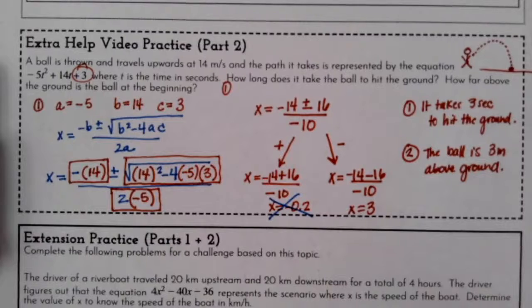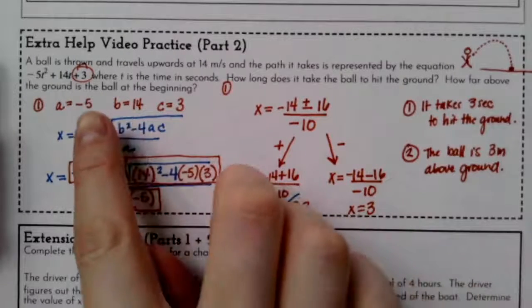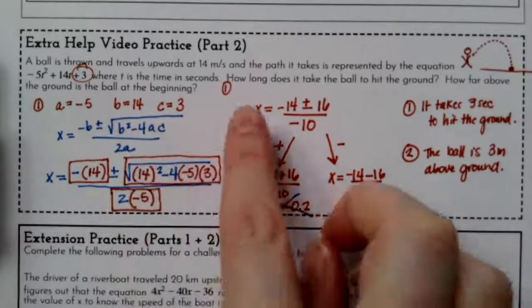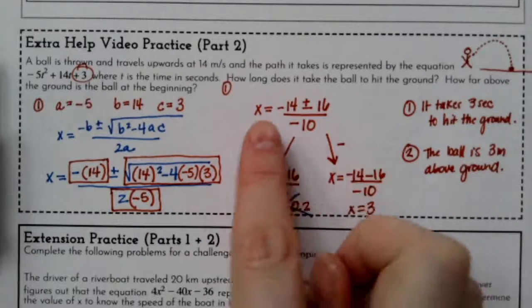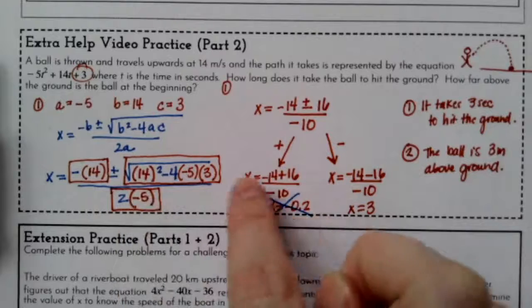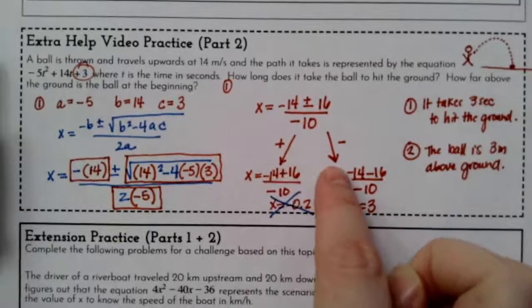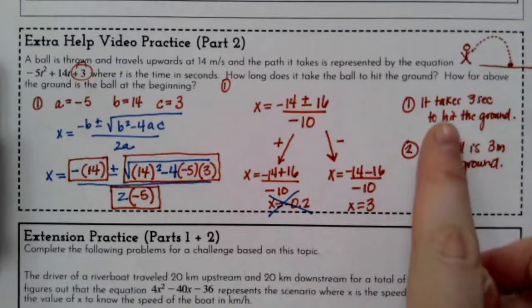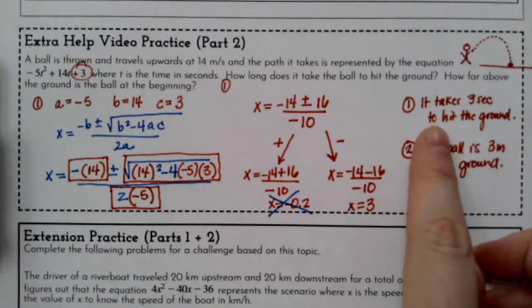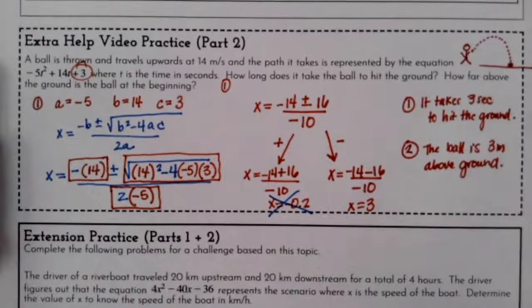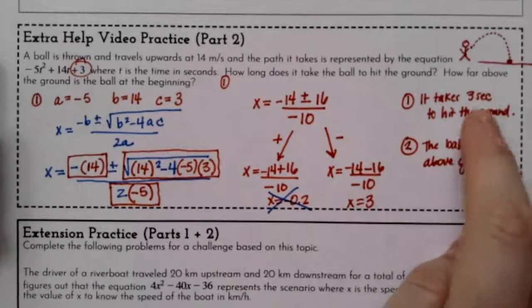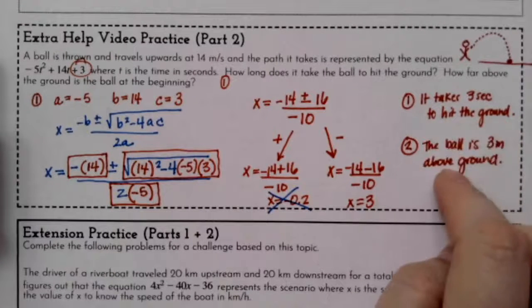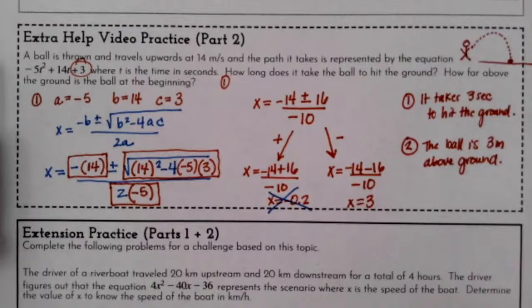So the big things are, make sure that you label a, b, and c correctly, because then this work will all be wrong if you don't. Second thing is, make sure you simplify each part on its own before breaking it apart. And third, make sure that you relate back to the context when you get your answers. Make sure your answers make sense and use units to answer the question. So it takes 3 seconds to hit the ground and the ball is 3 meters above the ground at the start. I hope this helped.